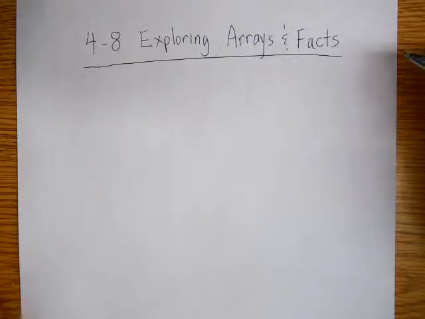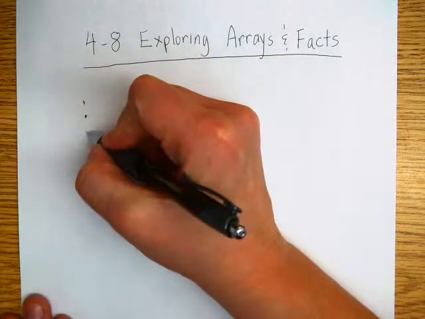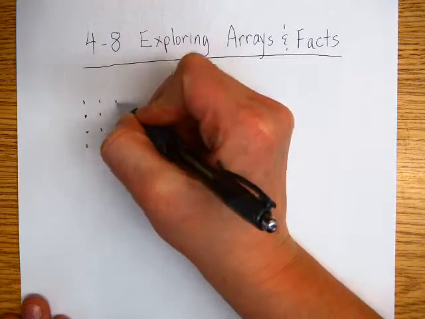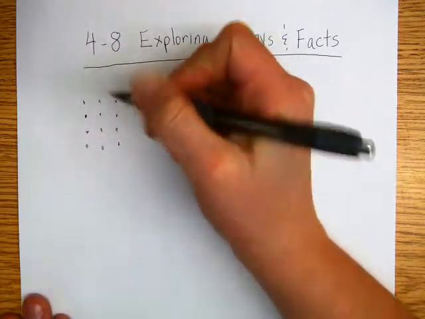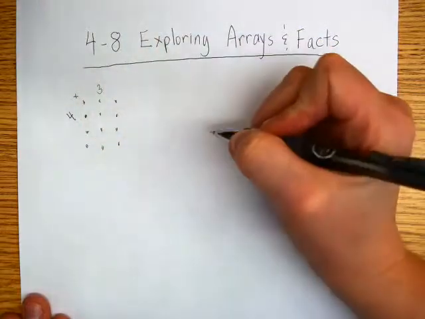This is lesson 4-8, Exploring Arrays and Facts, the parent help video for grade 3 Everyday Math. There are no new vocabulary words for this unit, and I just want to remind everybody an array is a series of dots set up in equal numbers of rows and columns. So for example, this is a 4 by 3 array.